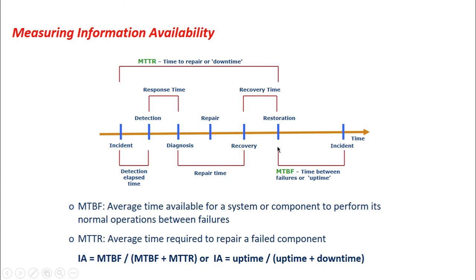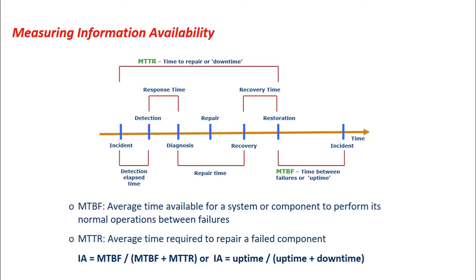Once the system is restored, the time between the restoration and the next failure incident to occur is called the mean time between failures. Time between failures, or the uptime. This duration is called uptime and this is called downtime. So the duration between one restoration and one more new failure incident, we call the mean time between failures. It's the time available for a system or a component to perform its normal operation between failures. In simple words, it is called the uptime of the system.